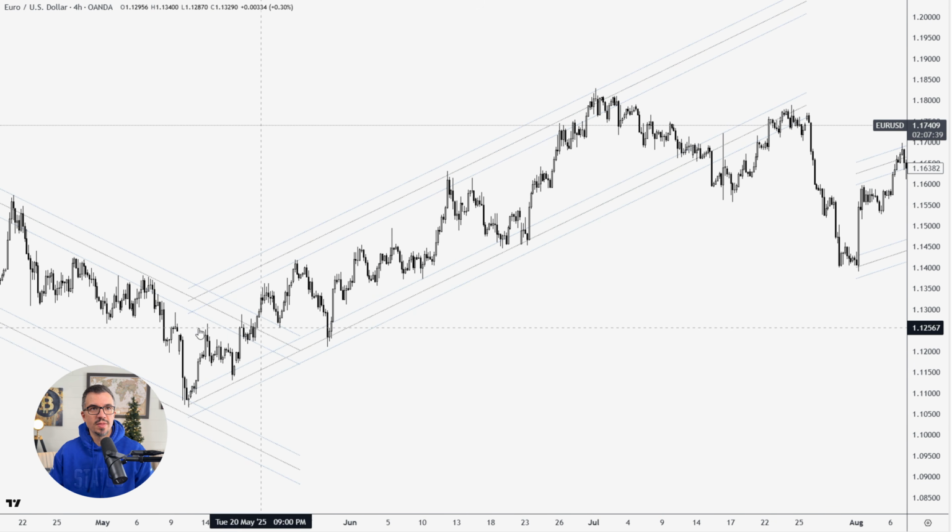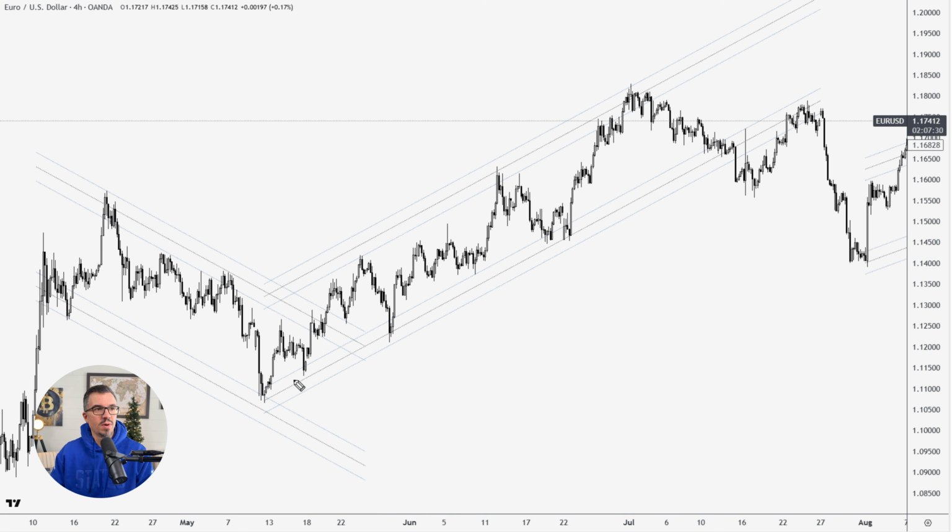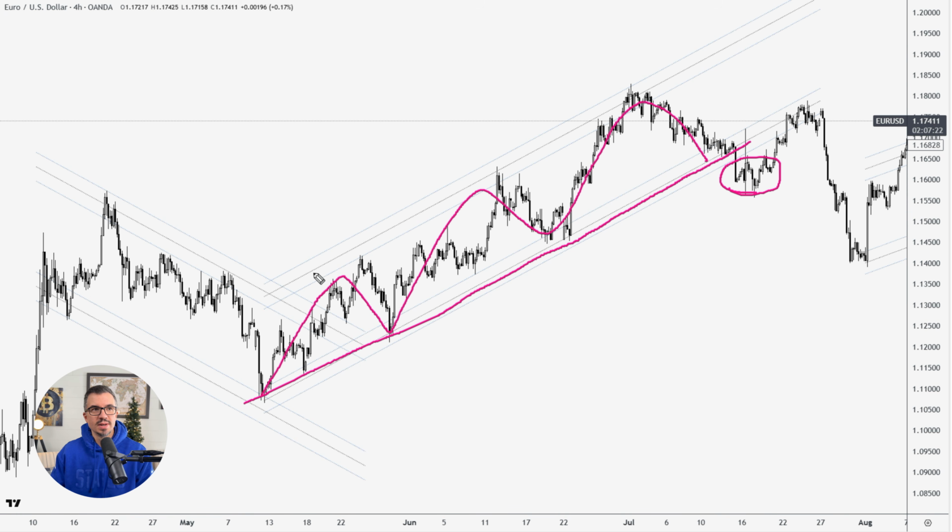So once again, the theme here is that we are looking for a change in behavior, a change in something that has existed previously. What existed previously for the euro was the market making higher highs and higher lows. Now, this right here is that change. It's no longer respecting this distribution that it was in. We had the breakdown, we had the move up here, then we got a sharp reversal.